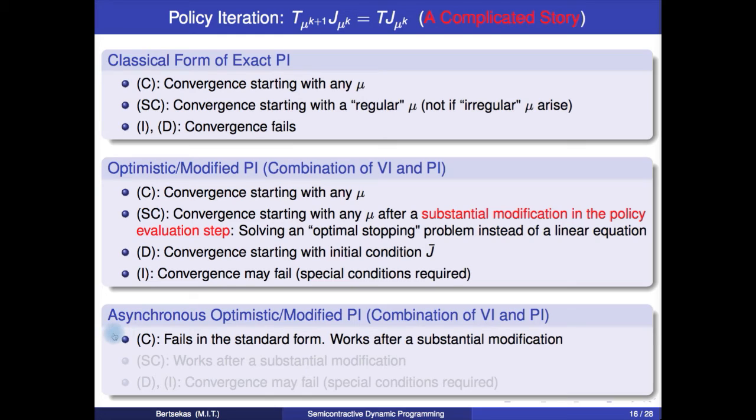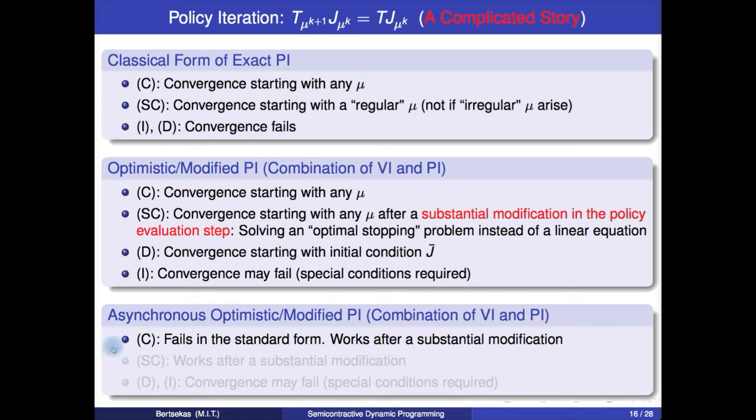Let us also mention an asynchronous form of optimistic policy iteration, which again combines value iteration and policy iteration, but these iterations are done asynchronously. For some states, we may be doing value iteration. For other states, we may be doing policy iterations, and the data that we use in these iterations may contain communication delays, which is a hallmark of asynchronous operation.